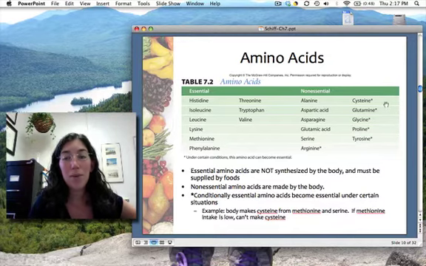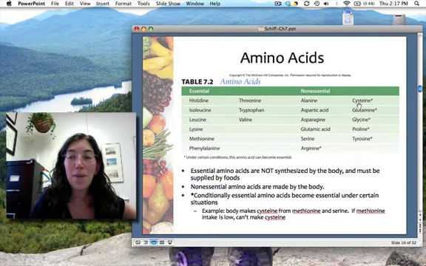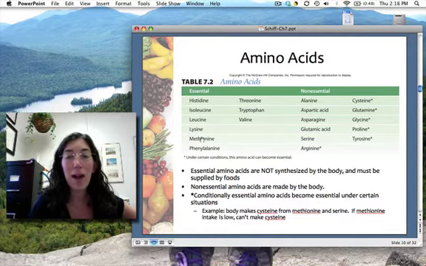So an example would be cysteine. Here, cysteine is a conditionally essential amino acid. Normally, it's not essential, our body can make it. But our body makes it from taking serine and methionine and doing some chemical acrobatics. Okay, so you need methionine and serine in order to make cysteine.